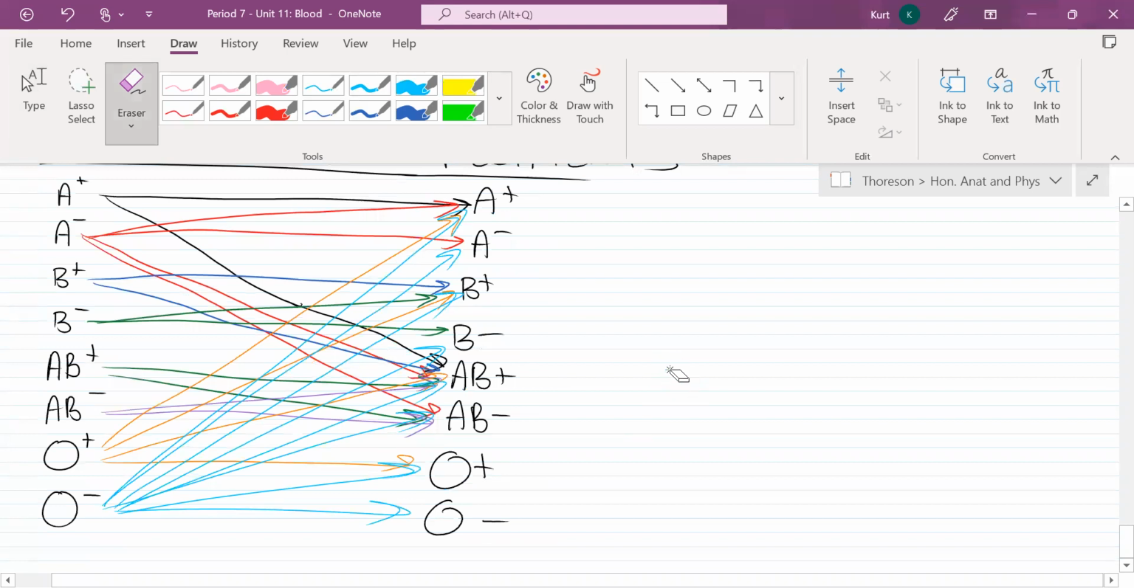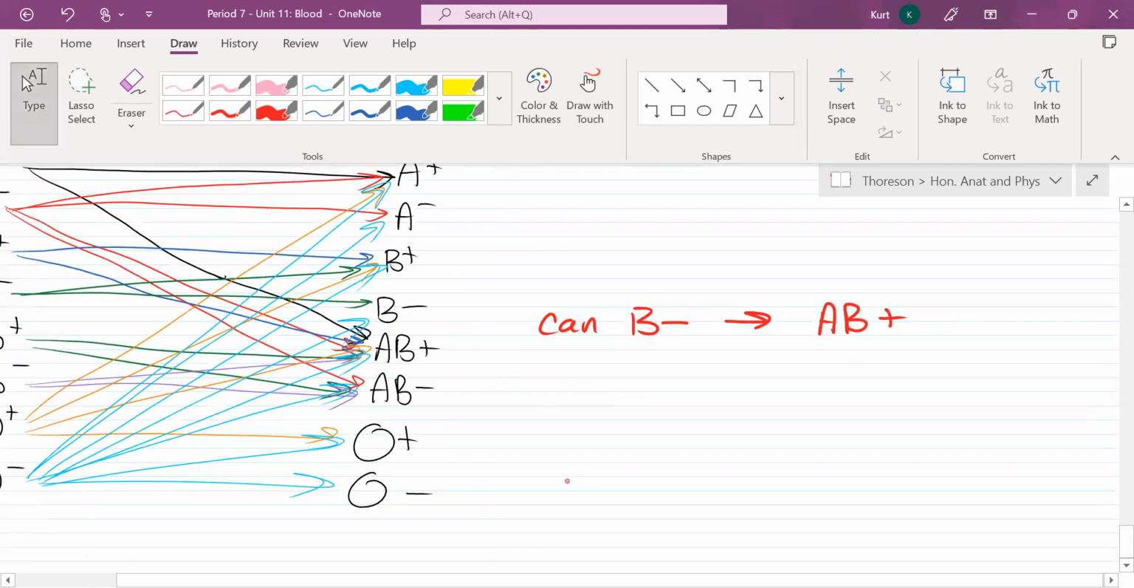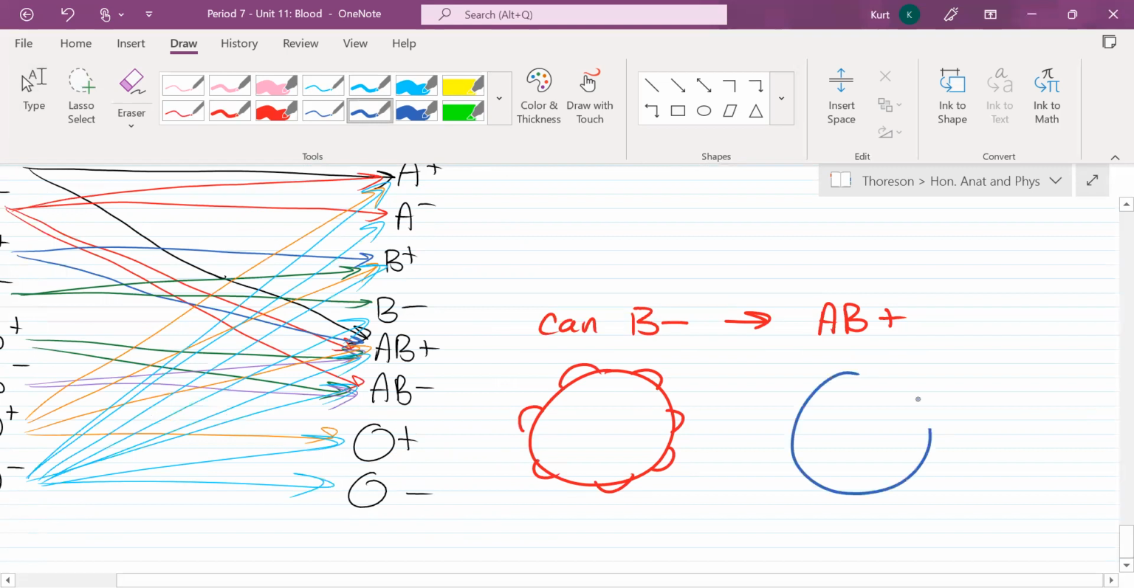Okay, so Mason has a question. He wants to know, can B negative donate to AB positive? Okay, let's take a look at that. So if I have a B negative cell, here's what it looks like. Those little semicircles we've already declared are going to be B negative antigens. Here is an AB positive person.